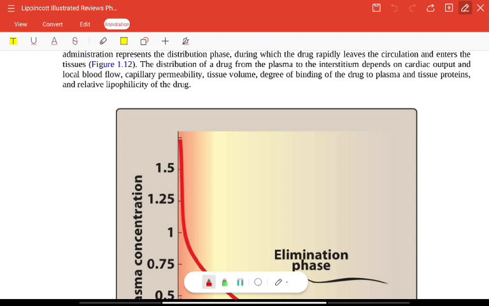The distribution of the drug from plasma to interstitium depends especially on the cardiac output and blood flow, capillary permeability, tissue volume, degree of binding of the drug to the plasma and tissue proteins, and relative lipophilicity of the drug.